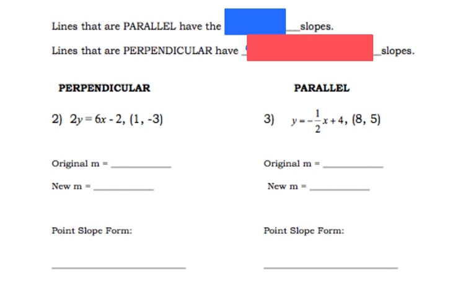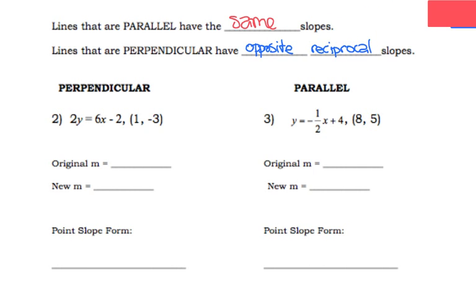Lines that are parallel have the same slopes, and lines that are perpendicular have opposite reciprocal slopes. Hopefully we all know that parallel lines are 2 lines that will never touch at any point in time, hence the reason why their slopes are the same. Perpendicular lines are special because when they cross each other, they create something special, which is known as a right angle. That's what makes them perpendicular.